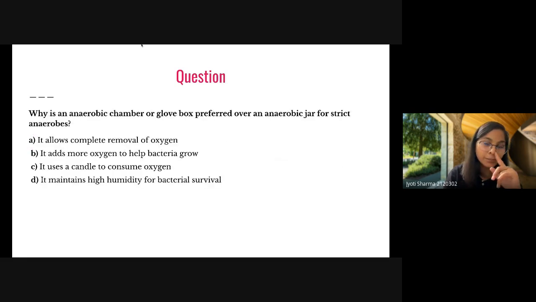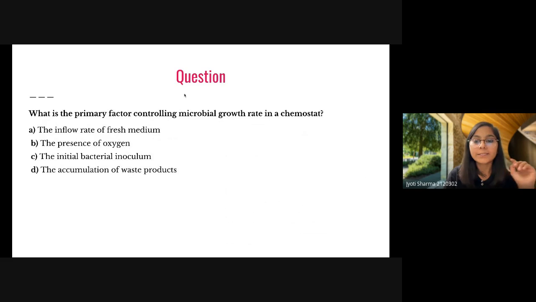Okay, but this is a very primitive method to create the anaerobic respiration. We can also use an anaerobic chamber or glove box over this anaerobic jar for maintaining strict anaerobic conditions. And why? Because it allows complete removal of oxygen. It may not be possible that a candle will consume all the oxygen, but we have very advanced anaerobic chambers and glove boxes that can completely remove the oxygen and create the anaerobic condition. So that's why A is the right answer.